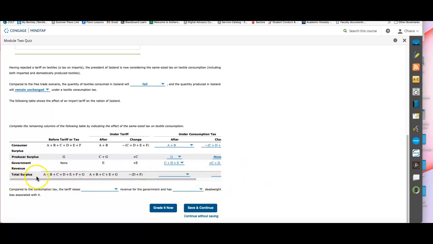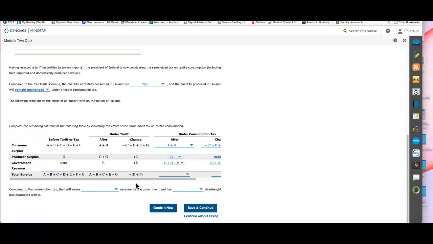So now we have to calculate the total surplus. Before the tax or tariff, the total surplus was everything, A, B, C, D, E, F, G. With the tariff, we lost F. Let me see, A, B, C, and we lost D also. So this is the change, the loss in the market in surplus by imposing the tariff.